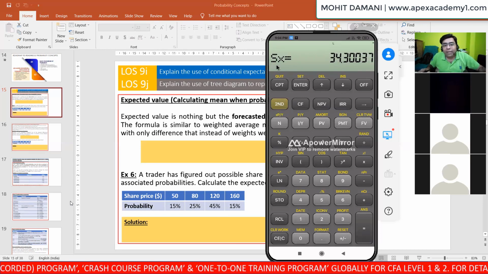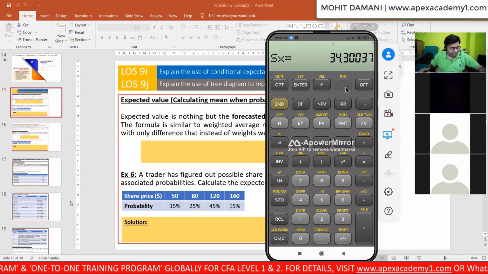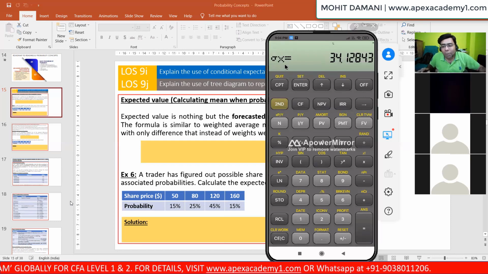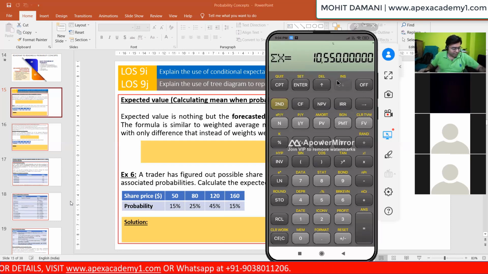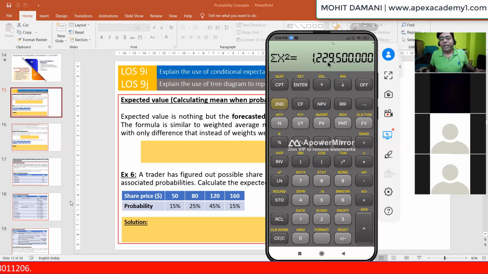SX, probability weighted sample HD. HDX, probability weighted population HD. And EX, and then this is something which is not much needed, but these inputs are there. So you can easily calculate probability weighted standard deviation. You don't have to do things manually. This is very important.